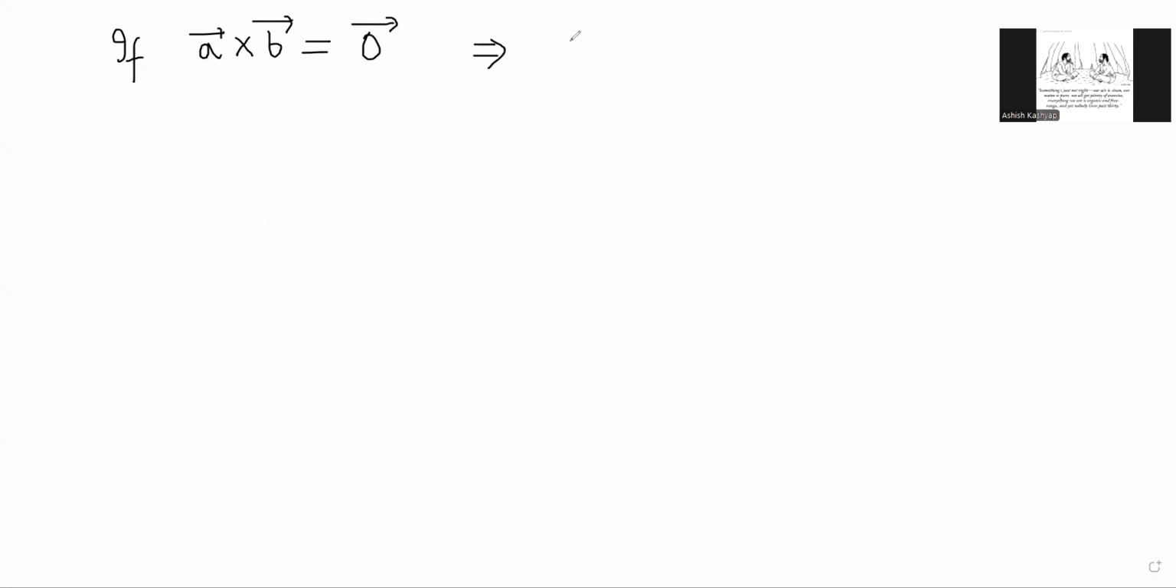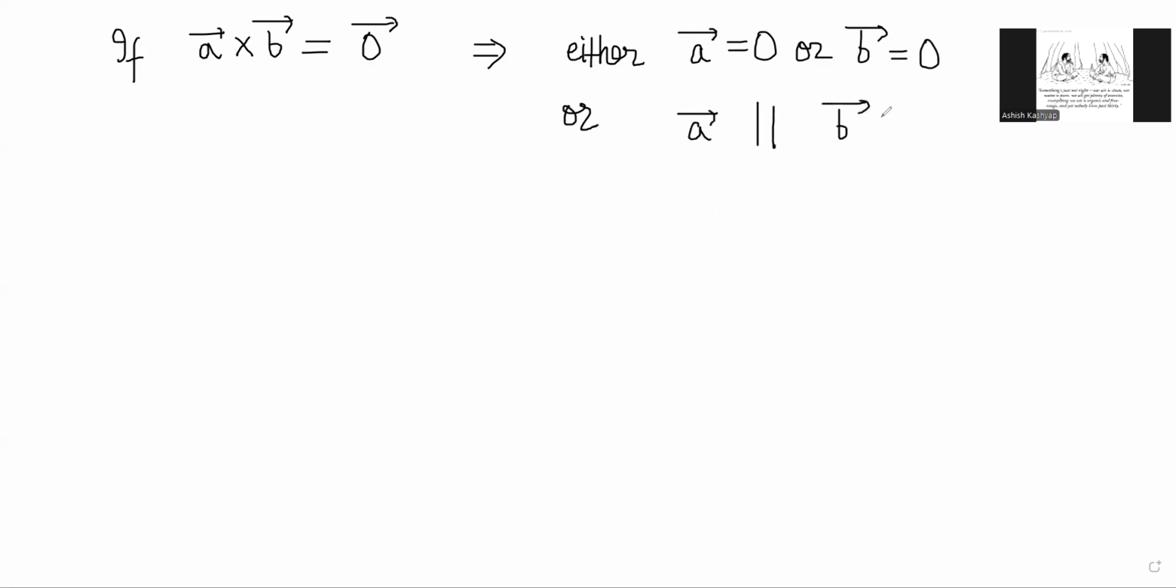Now, from this definition, we know that if A cross B becomes zero vector, that implies that either A vector is zero or B vector is zero, or A vector is parallel to B vector. If none of the two vectors are zero, then the only way in which the cross product can be zero is if the two vectors are parallel to each other, because the magnitude of this is AB sine theta, and sine theta can be zero if the angle between the two vectors is zero, right?